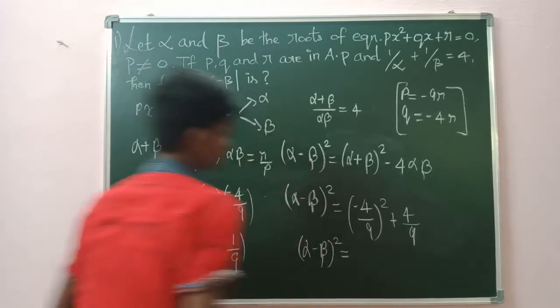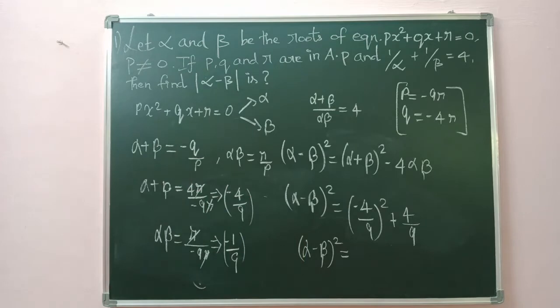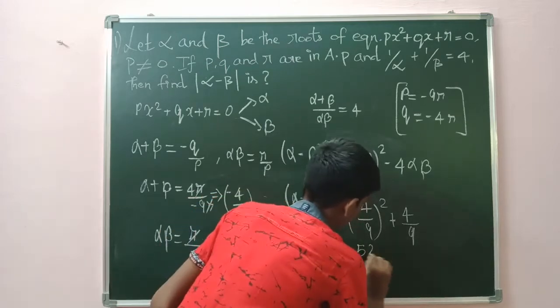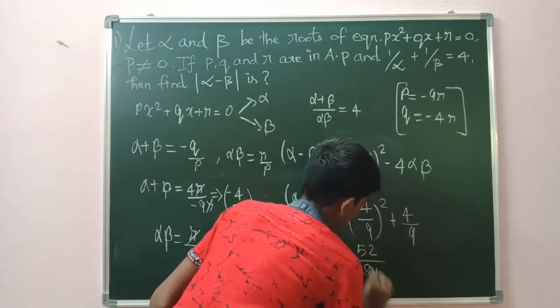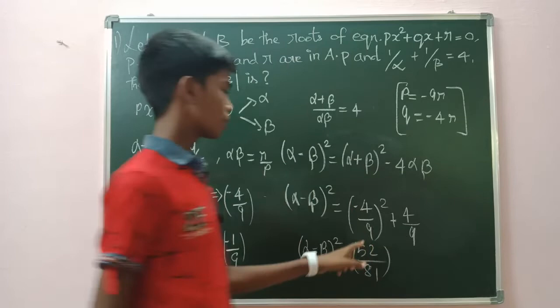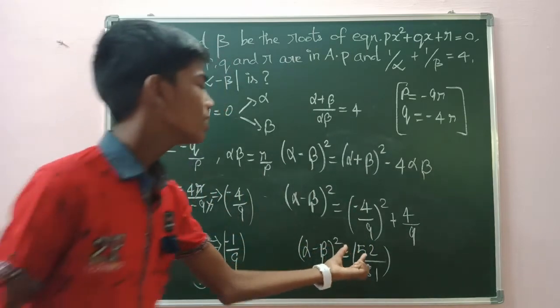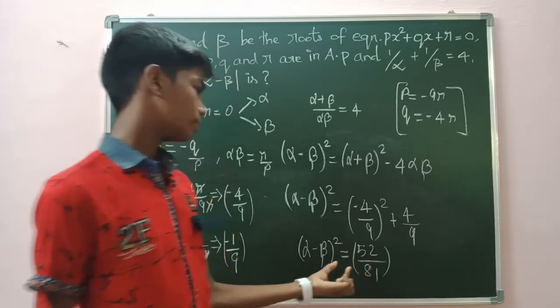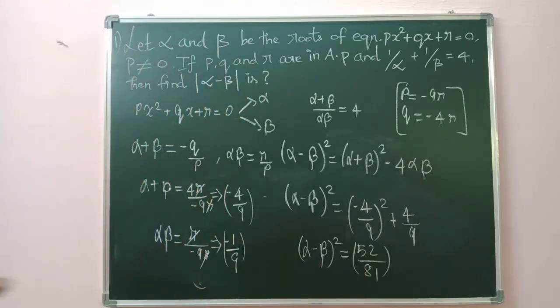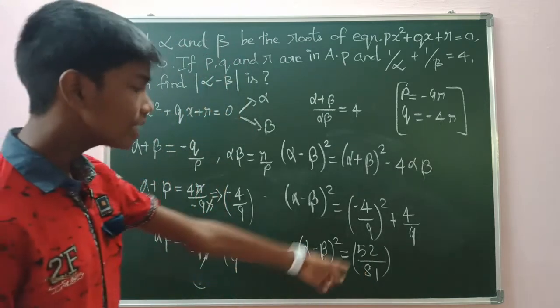Solve it and see. It's very simple. Just suppose to solve this. Yeah, I think you will get 52 by 81. Right, just solve it up. Minus 4 by 9 whole square will be 16 by 81 plus 4 by 9. That will be 52 by 81. Now, is this the answer for the question?